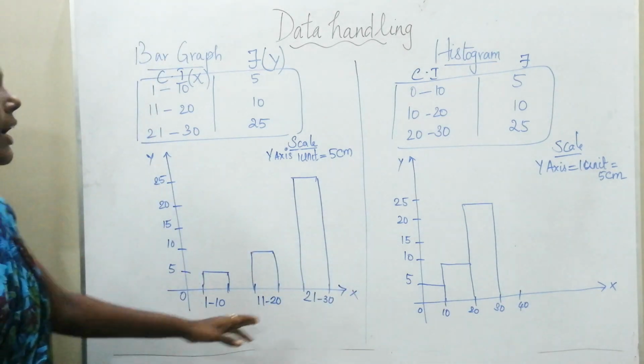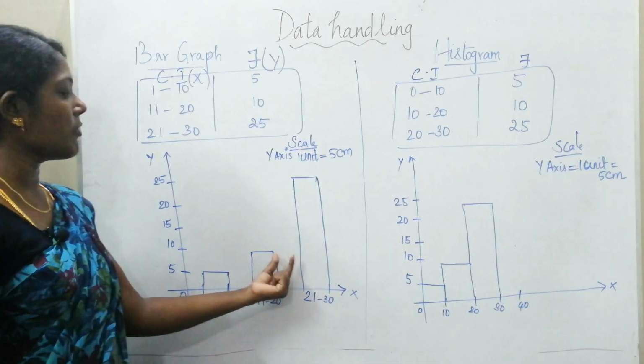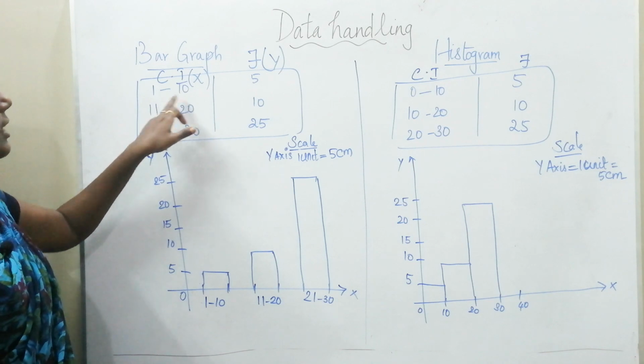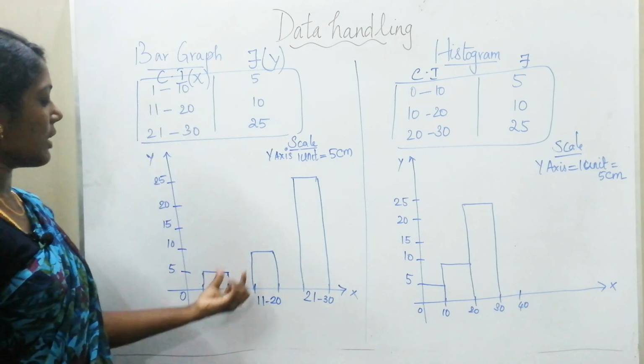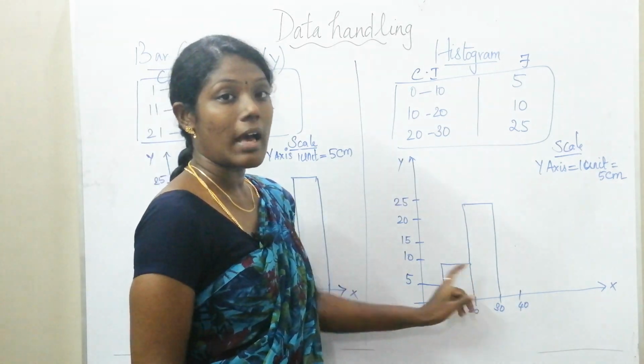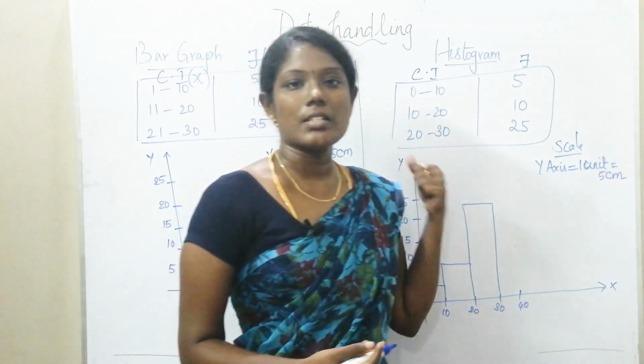So when you look at the bar graph and histogram, you'll be able to identify the difference. A bar graph will have gaps between the bars. That is because it is discrete data. The class intervals don't overlap here, so you have a gap between the bars. Since they overlap in the histogram, when you draw the bars, they don't have a gap. They are joined together. So this is the bar graph and histogram.